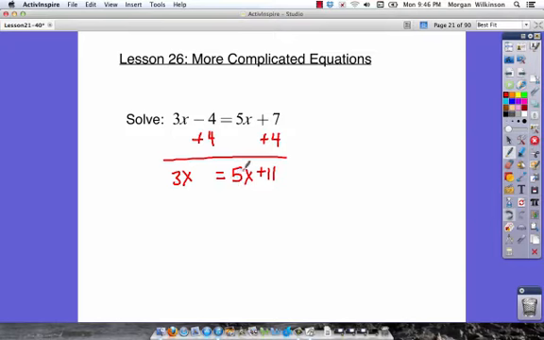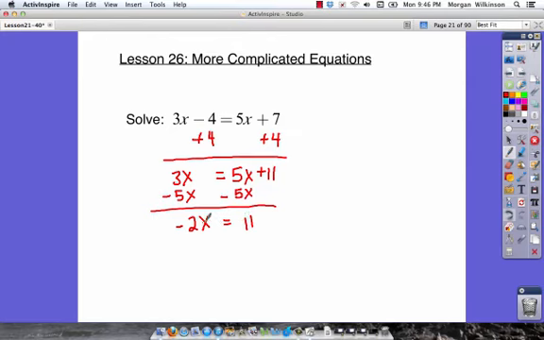Now we want to bring our x's all over to the left-hand side. Let's subtract 5x from both sides, because that will leave us with 5x minus 5x, that's 0 x's over here. We just have 11 on our right-hand side. 3x minus 5x, that's negative 2x. So we have negative 2x is equal to 11.